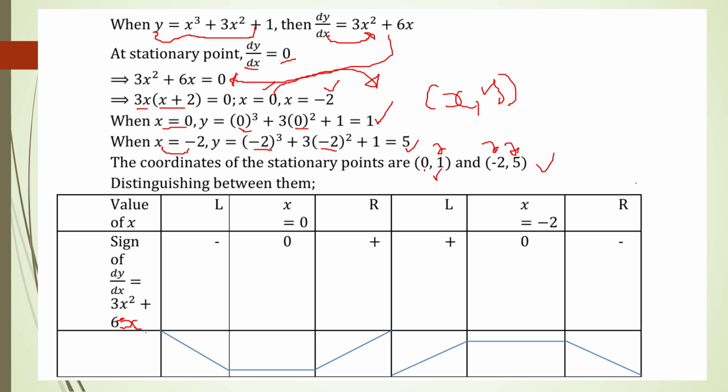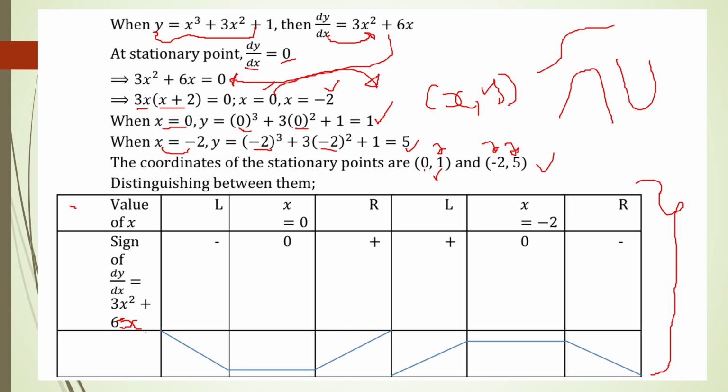This table is going to help us find the nature of our turning points, because either of them has to be a maximum and the other one has to be a minimum, or any can be a point of inflection. So this is the purpose of this table. Now let's look at what this table contains.